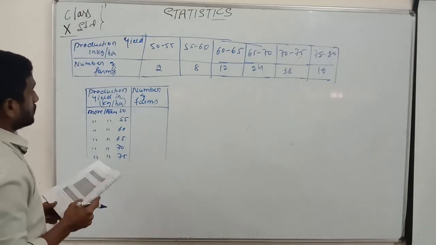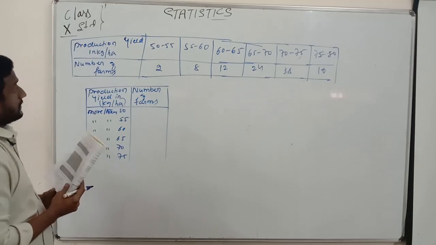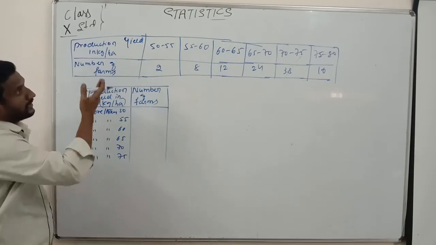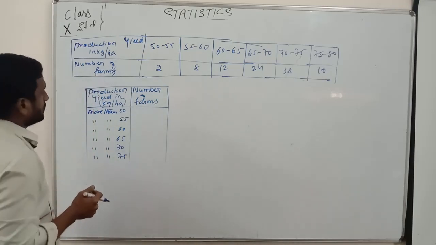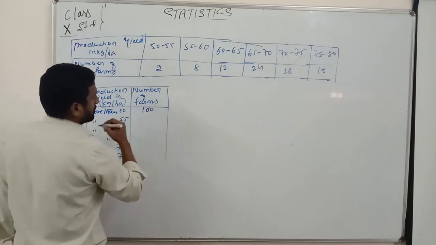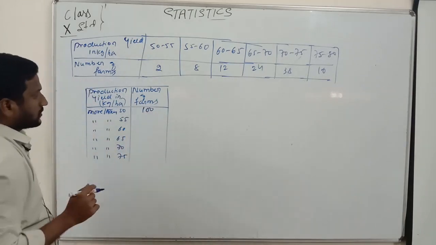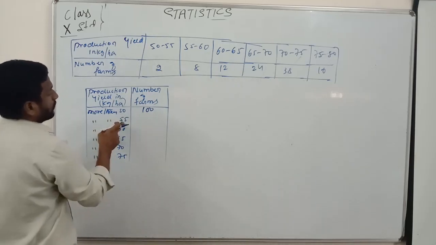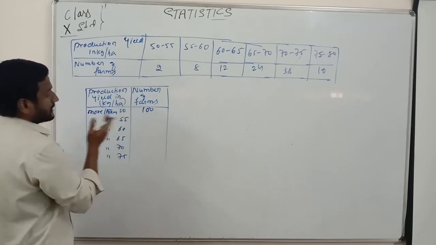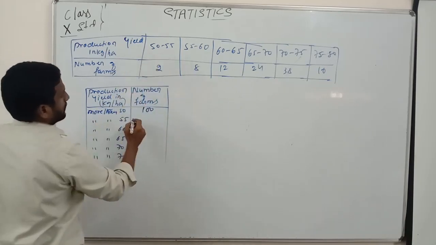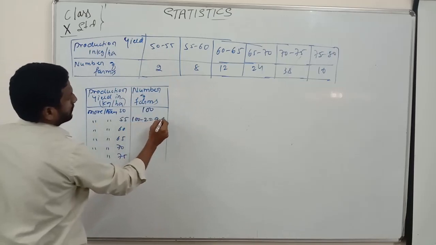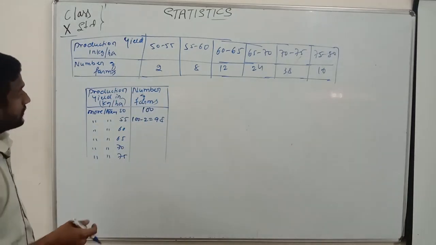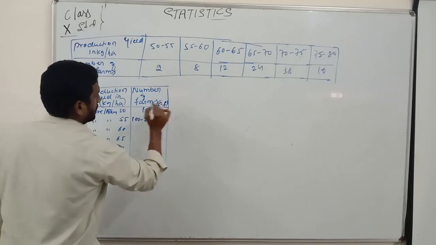Now in this, how many are there? 100 farmers are there. More than 50 means it starts with the lower limit 50, so all farms will come here. Number of farms 100 will come. Next, more than 55 means we leave out those less than 55, which is 2. Therefore you should subtract here: 100 minus 2 is equal to 98. So in more than type we are subtracting here. This number of frequency means cumulative frequency.